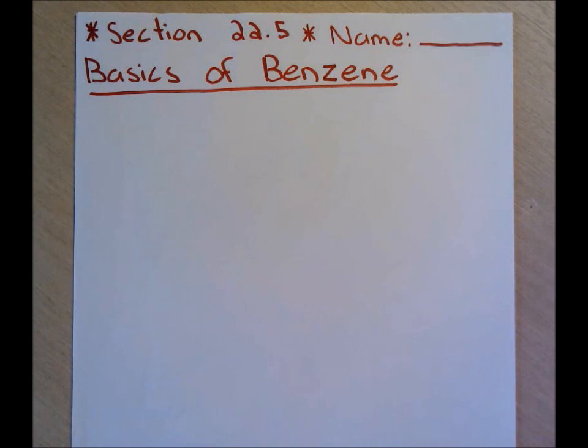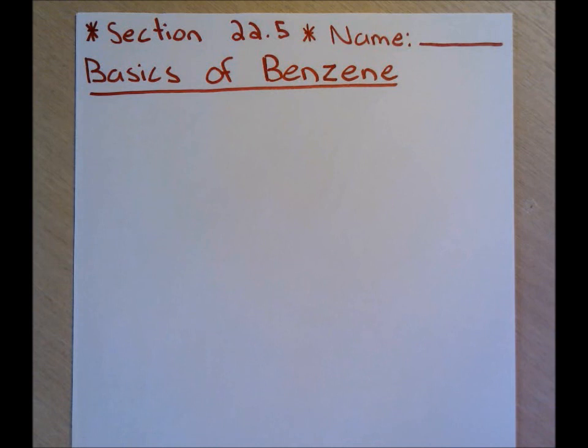Today, what we're going to be talking about is section 22.5 in Chemistry 1. Now, this section deals with aromatic hydrocarbons, and it takes a look at petroleum. So, before we get going, there's 4 objectives that I want you to be able to meet by the end of this lesson.